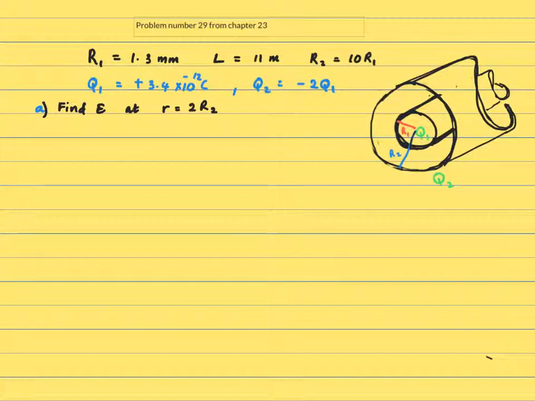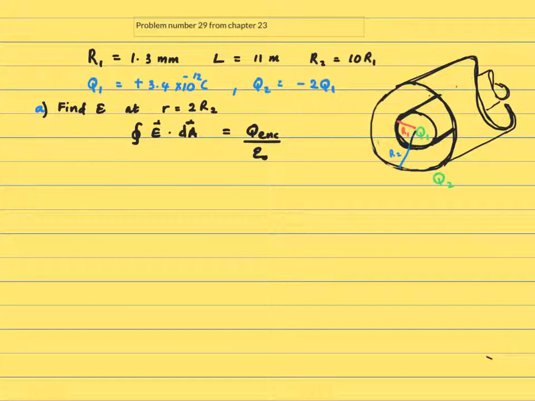Part A is finding E at r equals 2 times R2, and the values of R1 and R2 are given to us. So we are looking at a point outside the entire cylinder. In order to find the E field, we need to use Gauss's law. So if I write it down, this is what Gauss's law says: E dotted with dA equals Q enclosed divided by epsilon naught.